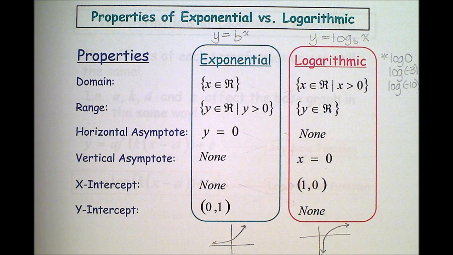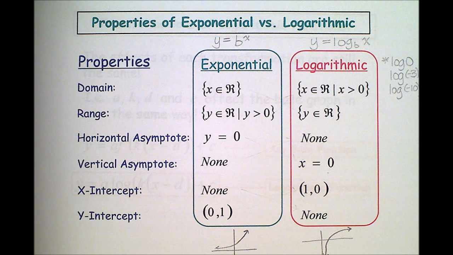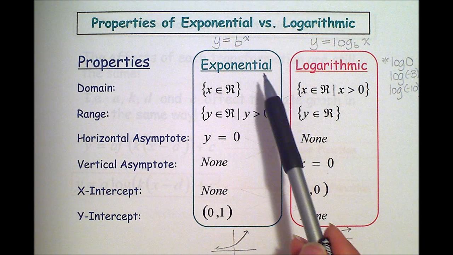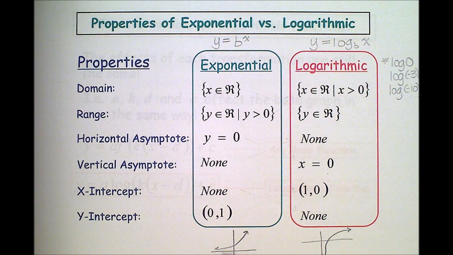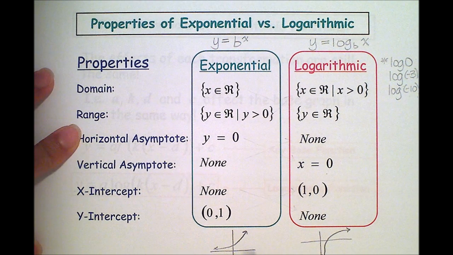Okay, we're going to compare some of the properties of exponential and logarithmic functions. So if we're looking at the properties of an exponential function, we know that the domain is all real numbers. It goes infinitely to the left and right. The range is greater than 0 because there's an asymptote at y equal to 0. And you can see the horizontal asymptote is y equals 0 here.